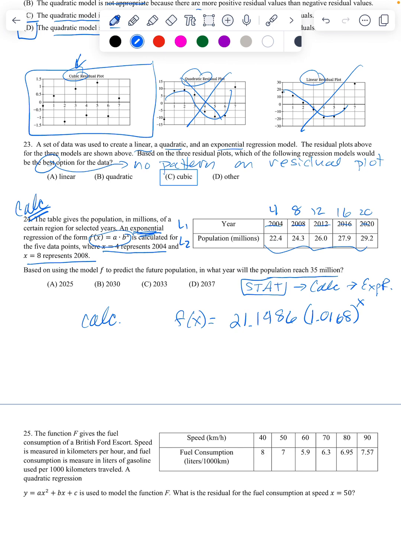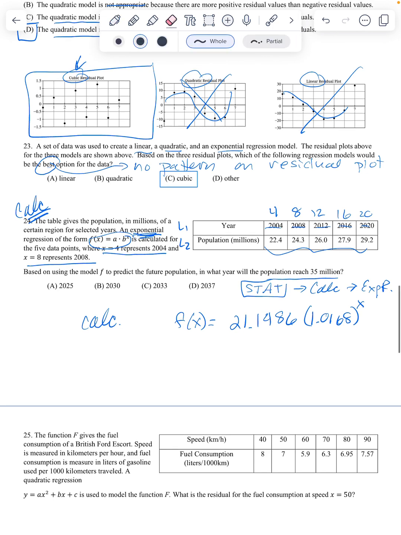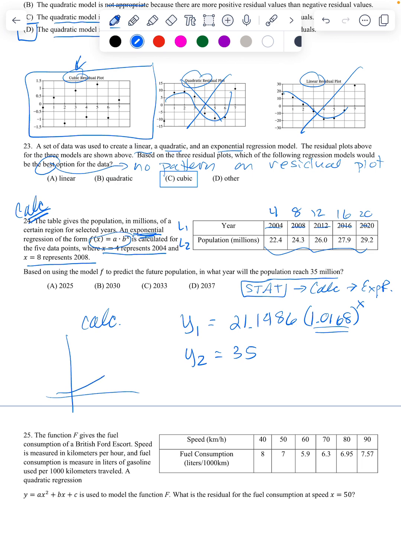Okay, we need that to equal 35. So what I would do is I would type this into my calculator. We did one like this in class as Y1. I would type Y2 in as 35. This is greater than 1, so you're going to have an exponential growth, and then you're going to have a horizontal line at 35, and you're going to use second, trace, intersect, and follow the prompts to figure out what X value they intersect at.